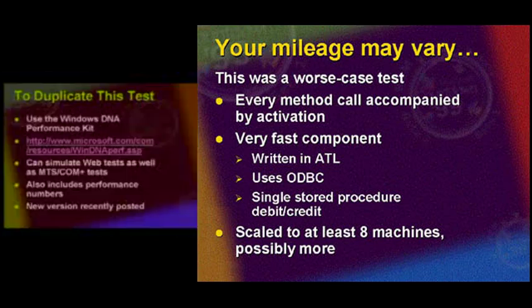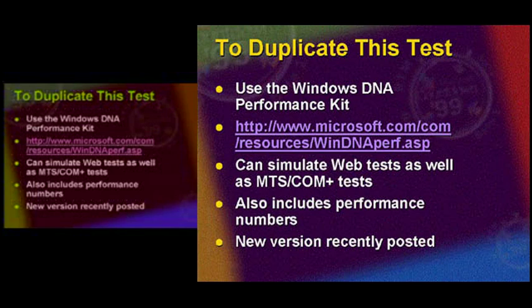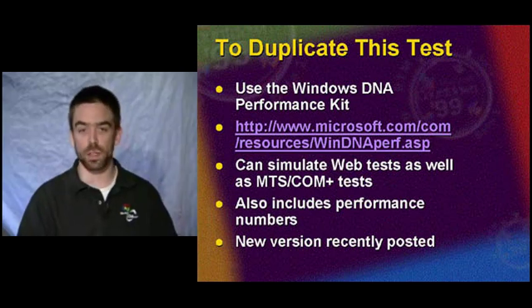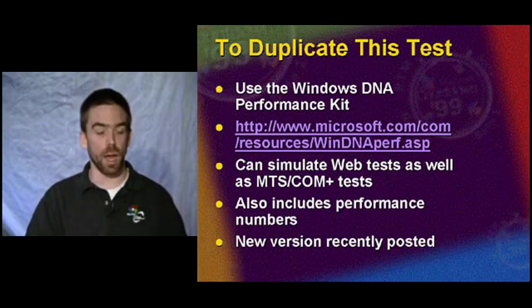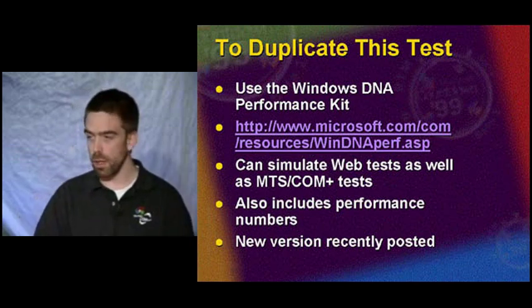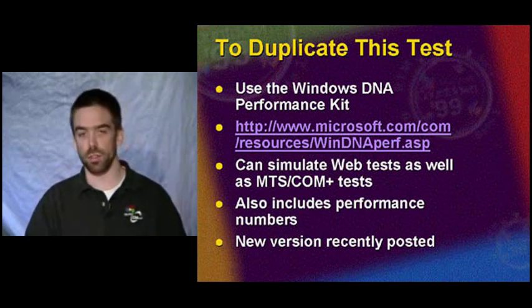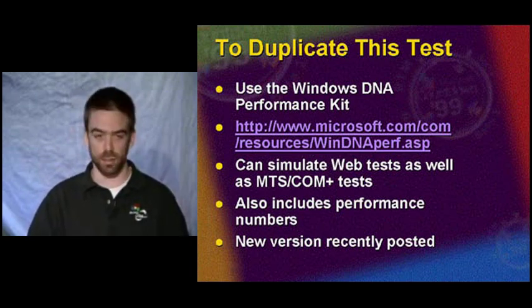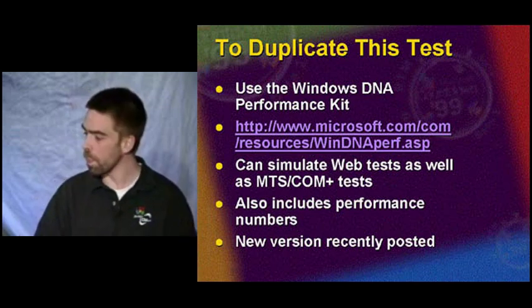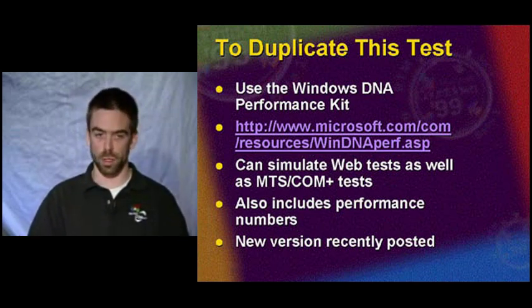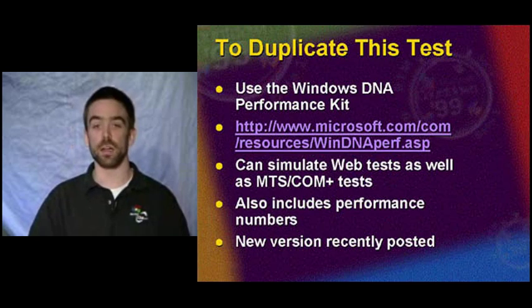To duplicate this test, you should use the Windows DNA Performance Kit, and you can obtain the Windows DNA Performance Kit at microsoft.com/com/resources/windnaperf.asp. And with this test, you can simulate both web and MTS COM+ performance tests. It also includes a number of performance numbers that we measured in our lab to show you the cost of using various data access methods or language implementations. And we've recently posted a new version of this toolkit, so you may want to take a look at it if you've seen it in the past.